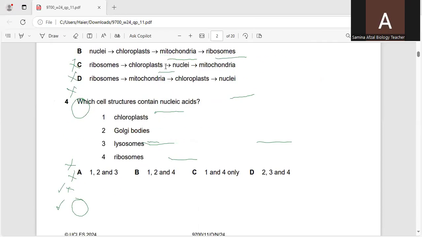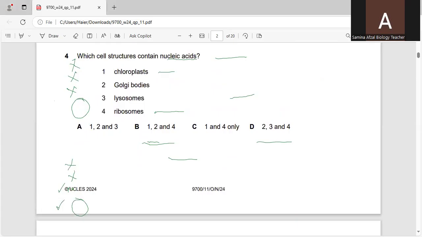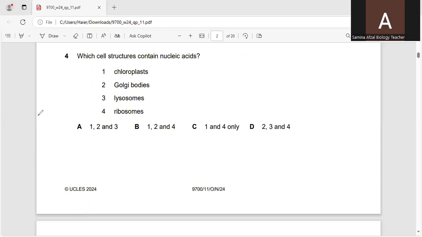Now we will move towards question number 4. And question number 4 is, which cell structures contain nucleic acids? You can see that first of all, the nucleic acid is present in the ribosomes. DNA is present, or you can say the chloroplast, they also have nucleic acid inside.